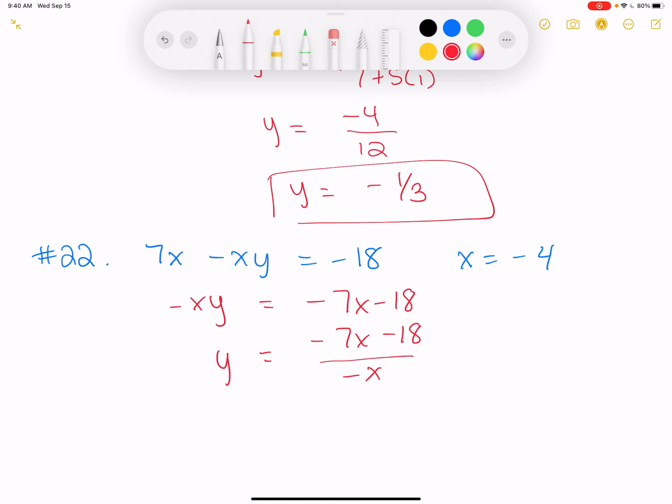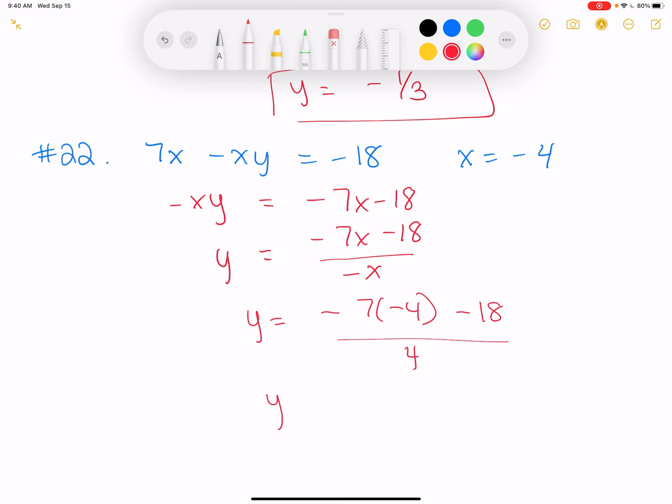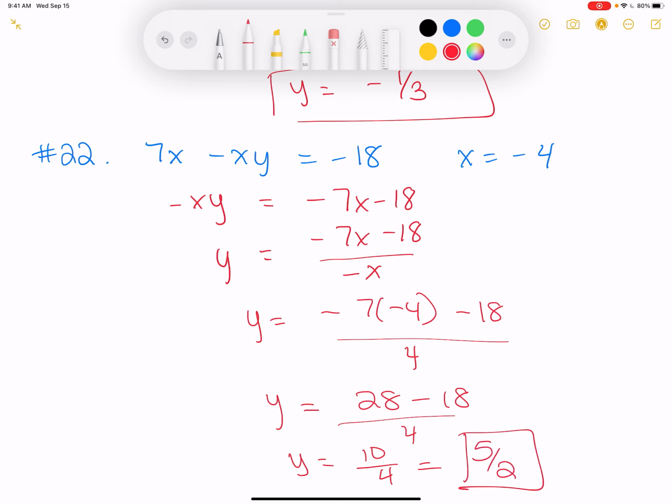So now plug in the negative 4. Negative times negative is positive, so over 4. So what do we get? 28 minus 18 over 4, which is 5 over 2, right? I forgot it.